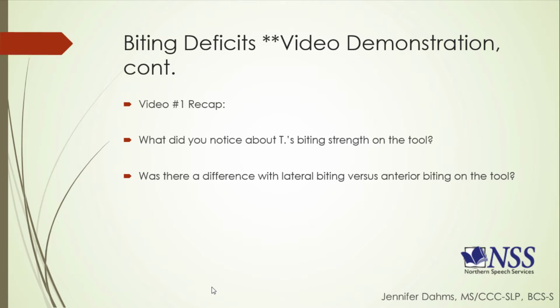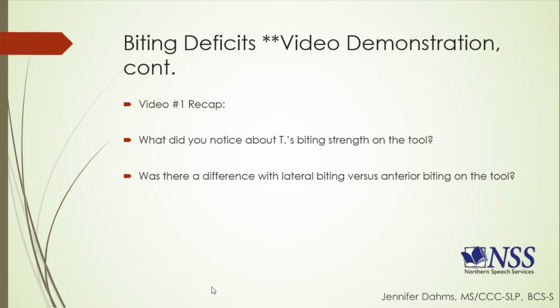So what did you notice about Titus's biting strength on the tool? And I think the first thing that you saw is he definitely has a preference for biting on the sides of the mouth. He didn't really prefer when I went to the front. He was turning his head to try to get it to the side. All in all, his bite strength is on the shorter side. It definitely is much longer on the sides of his mouth versus an anterior bite. So that's the difference that we saw there.